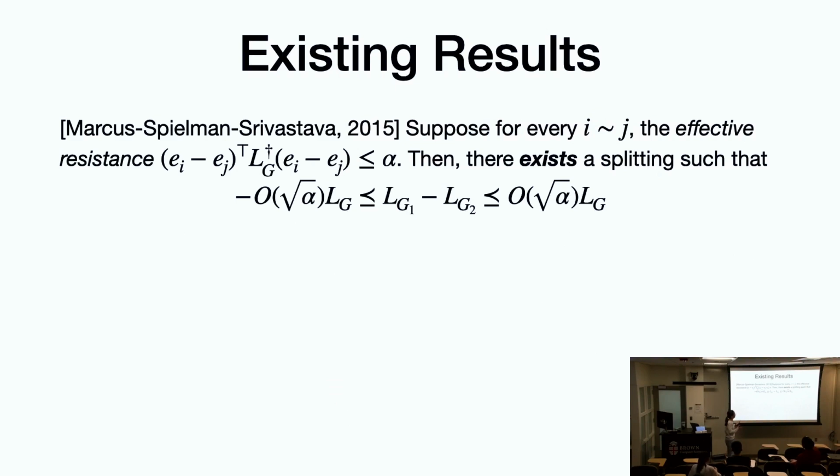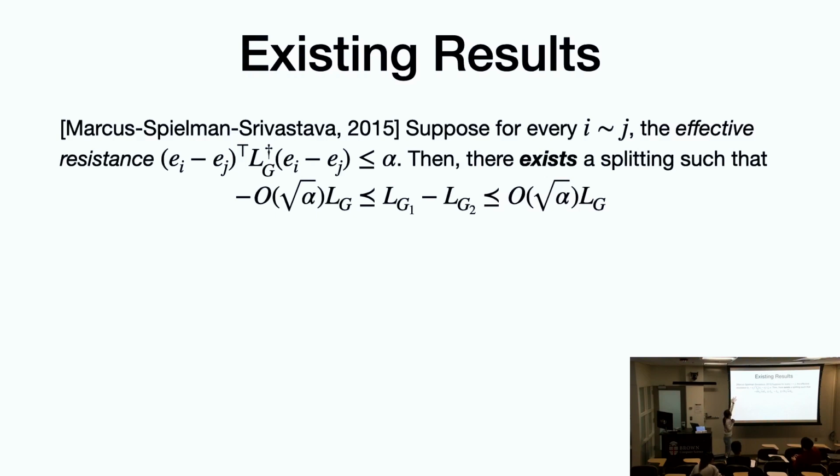Yeah, let me show you some existing results. In 2015, Marcus, Spielman, and Srivastava showed that suppose for every edge between vertex I and vertex J in the graph G, the effective resistance between vertex I and vertex J is upper bounded by some number alpha. Then there exists a splitting of G into G1 and G2 such that the difference between the two Laplacian matrices is upper bounded by some constant times root alpha times the Laplacian of the original graph, and lower bounded by the negative of this matrix.